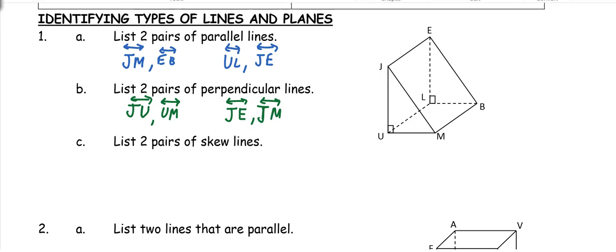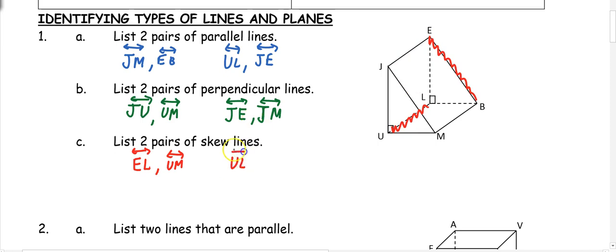Skew lines are two lines that go in opposite directions. So an example of skew lines could be UM and EL. They're on different parts of the shape and they're going in different directions. So they're never going to intersect, but they're also never going to be perpendicular. Another example we could look at would be EB and UL. Going in different directions and they'll never be able to touch or intersect because they're on different parts of our 3D figure.